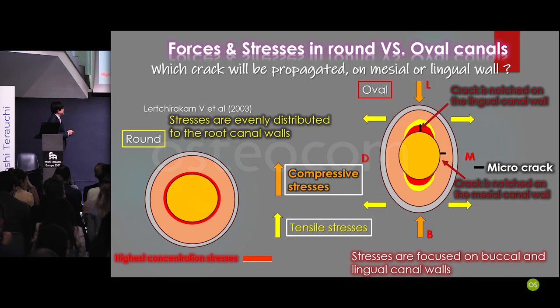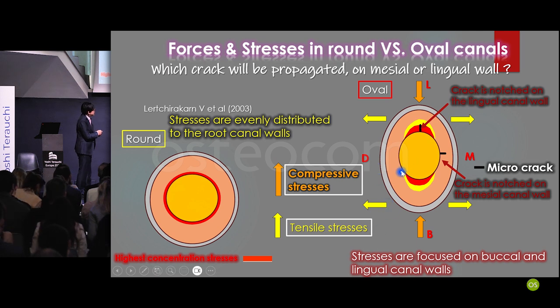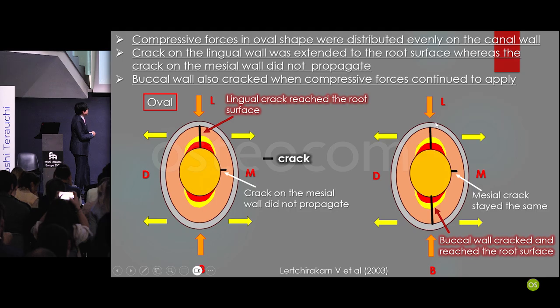So for example, this is a very nice study. If you create a notch on the lingual side and also on the middle side, which crack will develop, on the middle side or on the lingual side? What do you think? Lingual, right? Because there's no stress in a medial to distal direction. But you will receive lots of stress in a buccal to lingual direction. That's why this crack will develop to reach the root surface, like this.